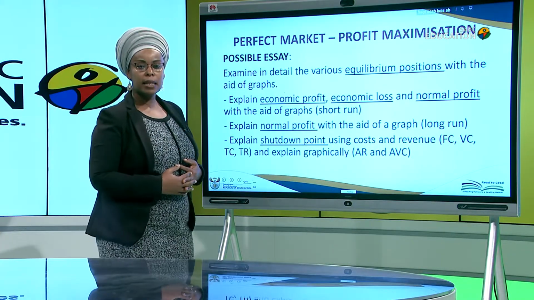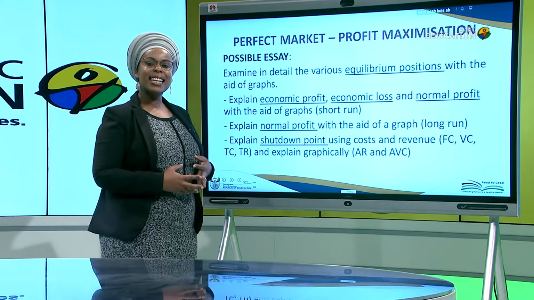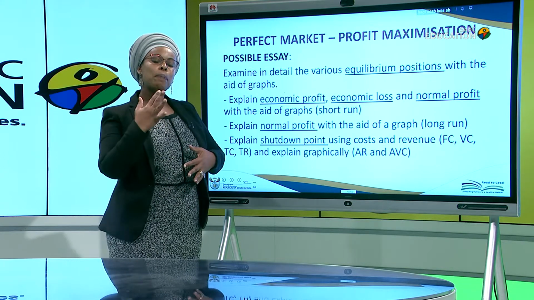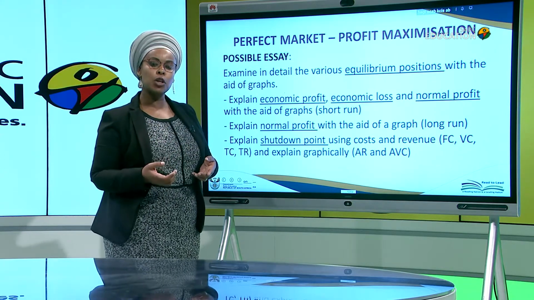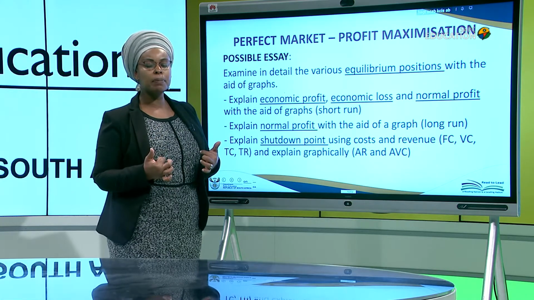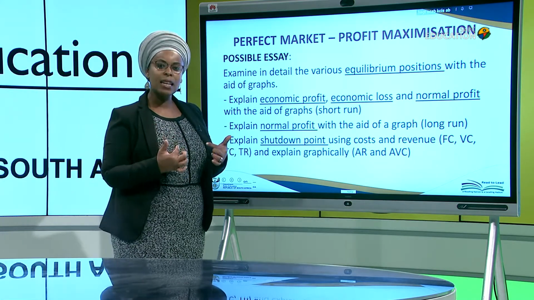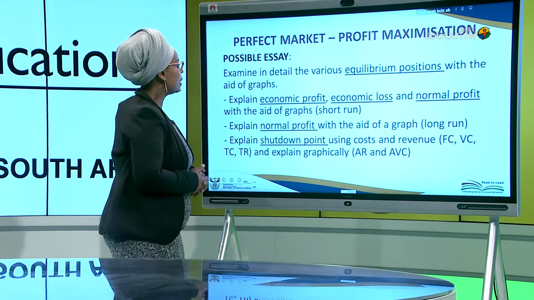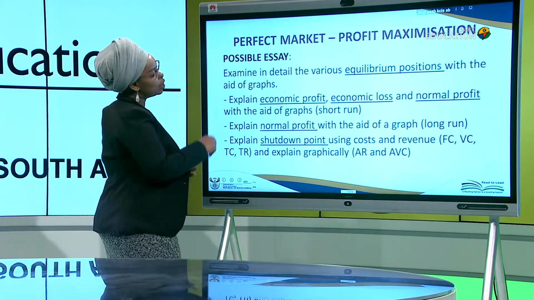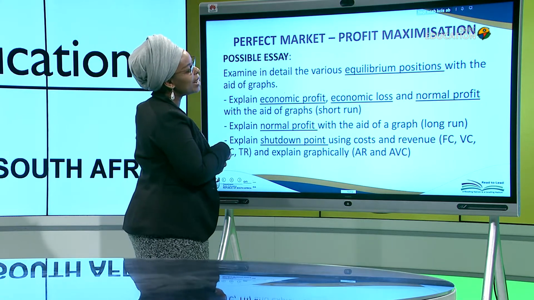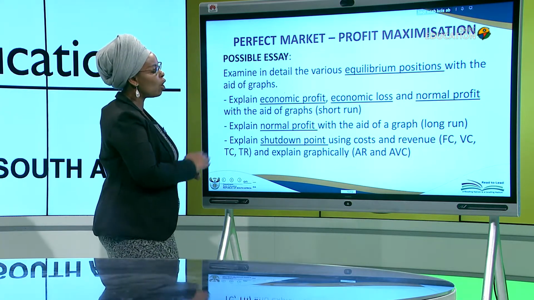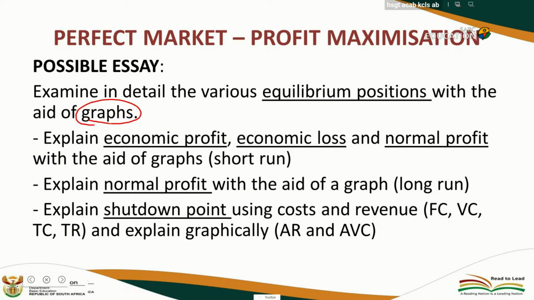Here is a hint. If you look at our NSC examination guideline, you'll find that possible essays are outlined in this document. So today's topic of perfect competition or perfect market, we will deal with an essay. So this is the essay. You will be required to examine in detail the various equilibrium positions with the aid of graphs. Take note, with the aid of graphs. And then you'll have to explain economic profit, economic loss, and normal profit. Where? In the short run.